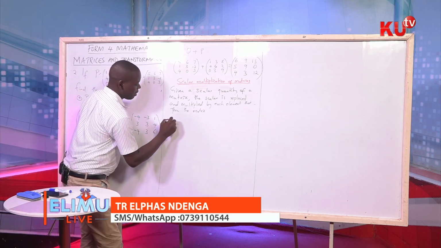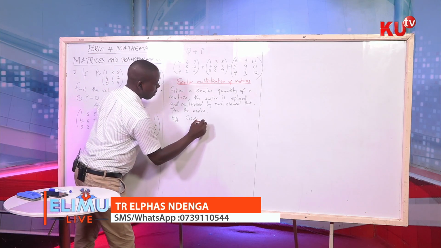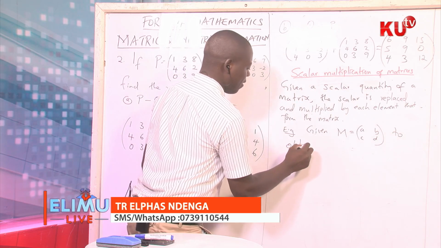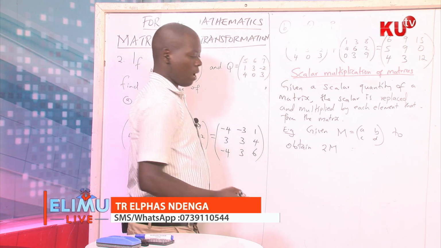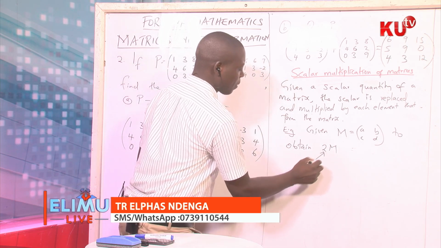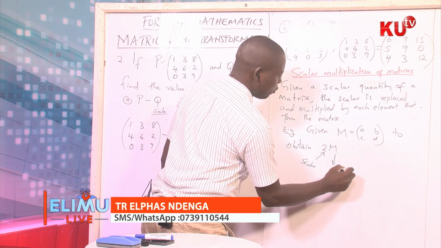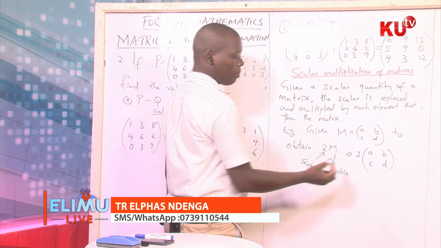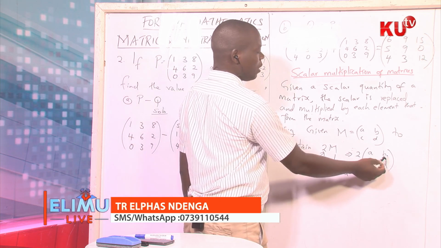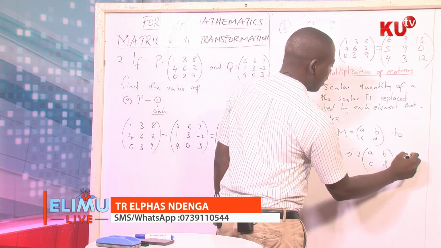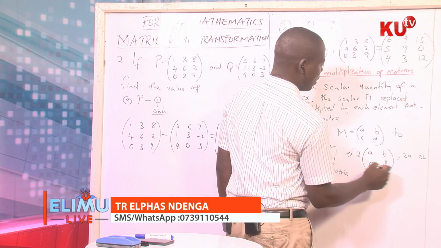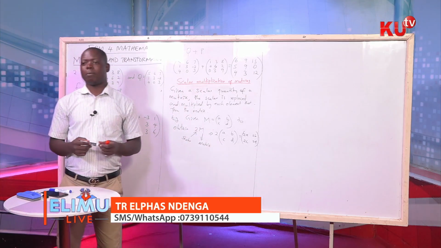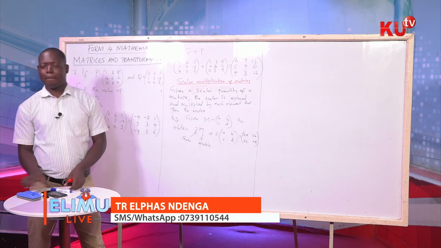For example, if we are given a matrix M, which is A, B, C, and D, to obtain 2M, for which 2 here is our scalar and M is our matrix, it simply means you take 2 into A, B, C, and D. So we spread out the 2 by substituting it into what you have in the bracket. So 2 by A, 2A, 2 by B, 2B, 2 by C, 2C, 2 by D, 2D. That becomes our result out of applying the scalar to that particular matrix.